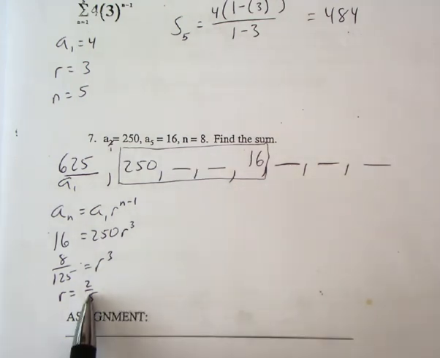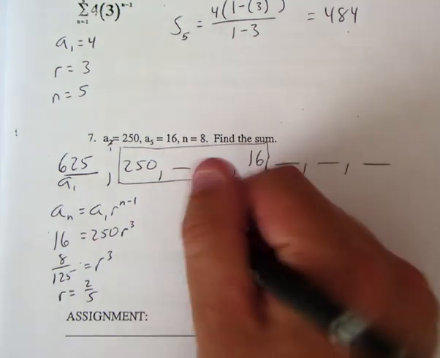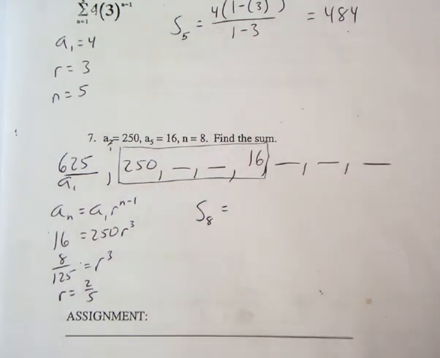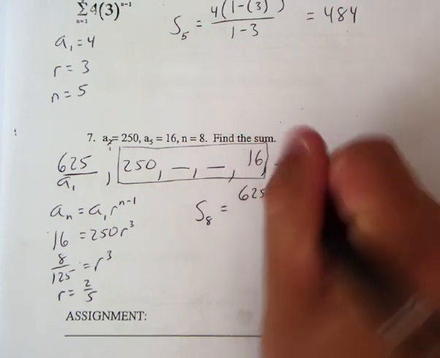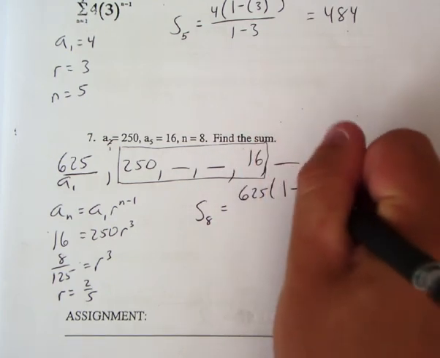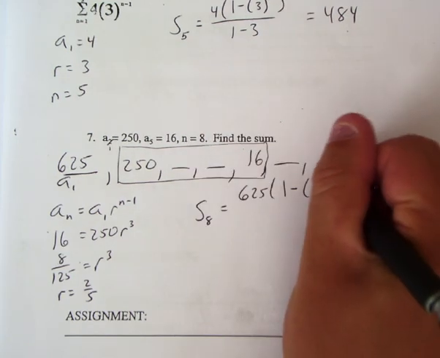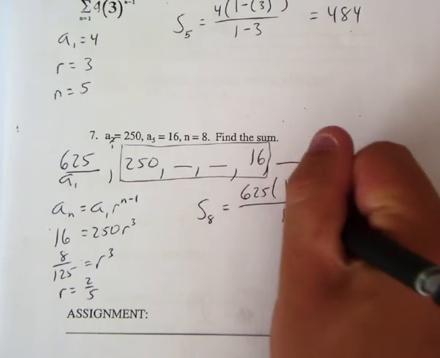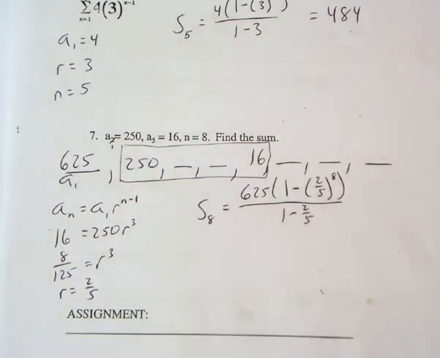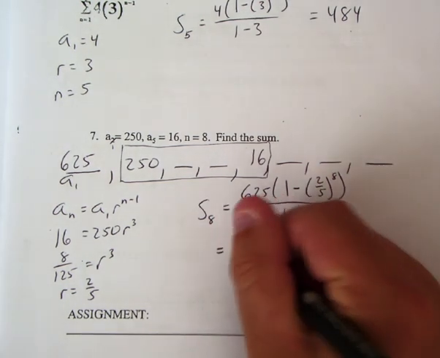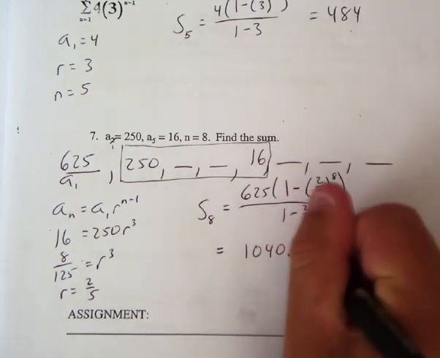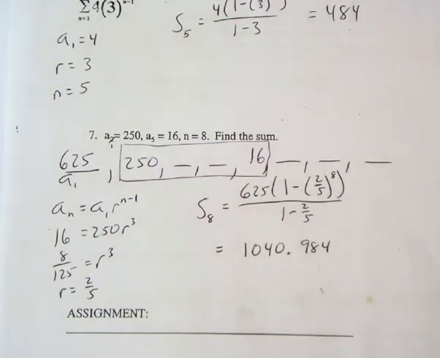So we can use that formula, the very first formula that we learned. So the sum of 8 numbers is going to be the first term times 1 minus r to the n, which is 8 in this case, divided by 1 minus r. Again, I would just highly encourage you to enter this into your calculator and make sure you get the right answer. You're going to be mad at yourself if you do this right, type it in your calculator wrong, get the wrong answer. So you end up getting 1040.984 from your calculator.